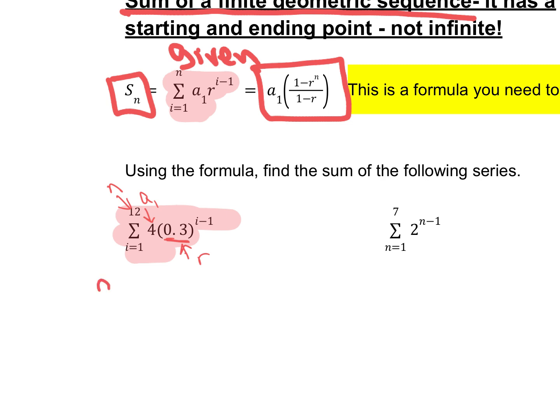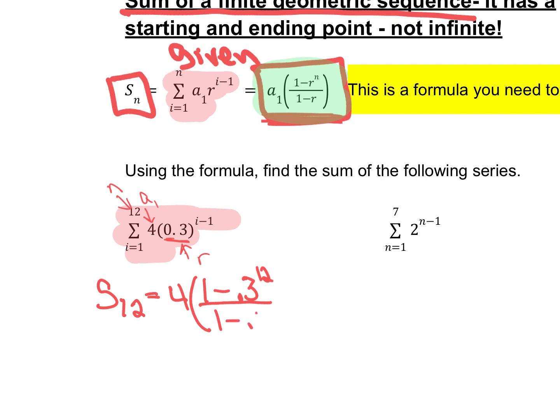So you'd have your s sub 12 in this case, because we're going to the 12th term. We're going to use this formula right up here, a sub 1, parentheses, and we're going to be very careful when we write it and when we put it in our calculator to make sure that we are putting it in there correctly. So our first term was 4. And then inside of our parentheses, we're going to have our fraction bar. On top, we're going to have 1 minus r, which is 0.3 to the n, and n is 12. And then in the bottom, we have 1 minus 0.3.